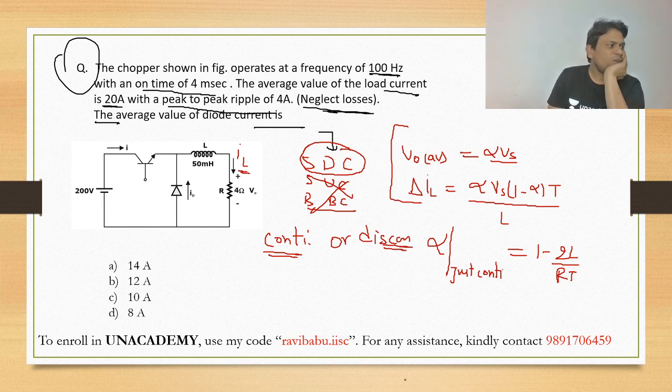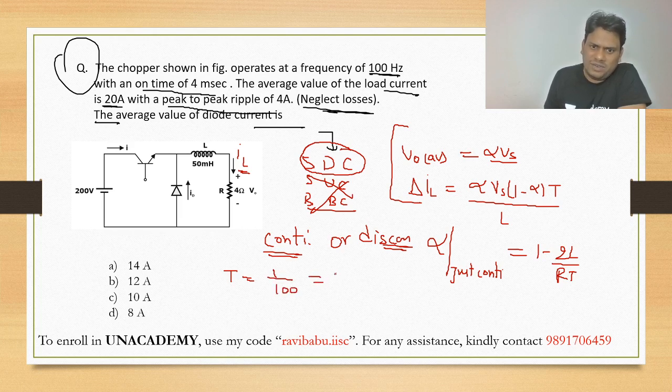Somebody is saying that current IL will be continuous. Now see my dear friend, how can this IL be continuous? For that we have to see a few points. First, the chopper is operated at a frequency of 100 Hz. So what will be the time period? 1 by 100 is equal to 10 millisecond.